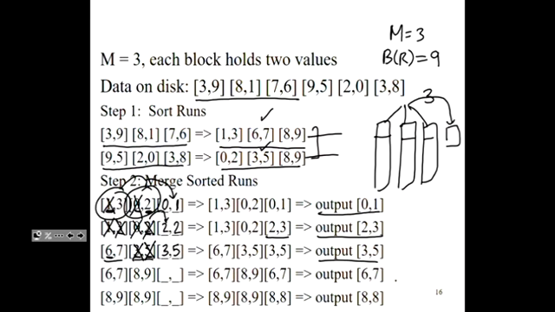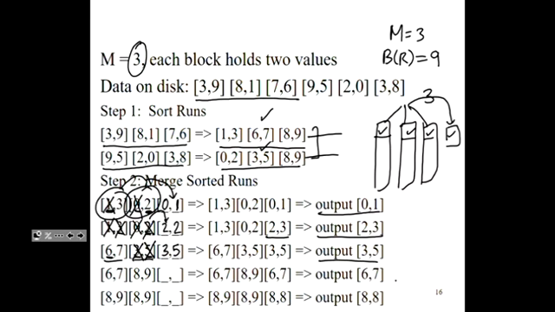Here, however, I have only 3 blocks in memory. I can only store 3 blocks in memory, but I need 4 blocks. I need 1 from each of those 3 runs plus 1 for the output. Because of that, I can't sort a relation with 9 blocks using 2-pass multi-way merge sort because of these constraints. Because I have a memory limitation, I can't actually do this.